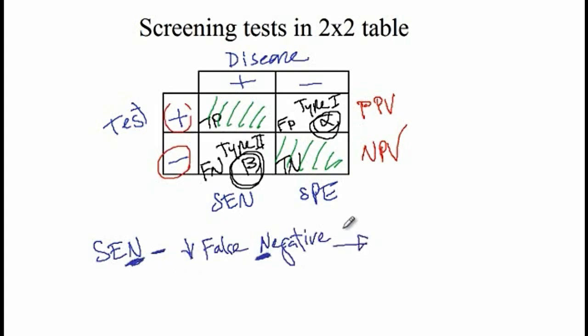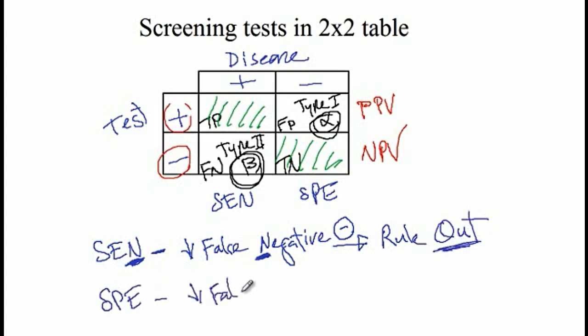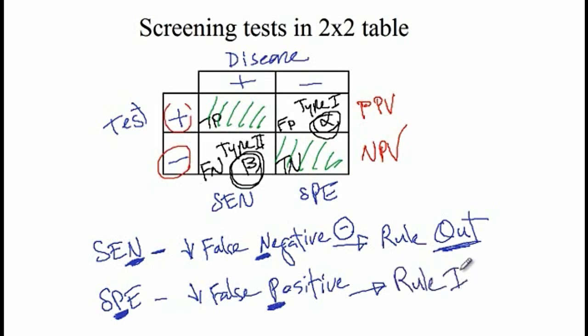And so if these individuals test negative, since they have a low false negative rate, then you can rule out the disease. And for a test that is highly specific, it would have a low false positive rate. So again, the memory aid for that is positive, low false positive for highly specific test. And so any individual who tests positive, you can rule in the disease in that individual.